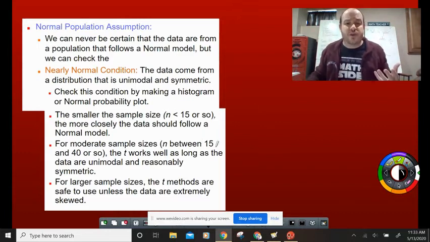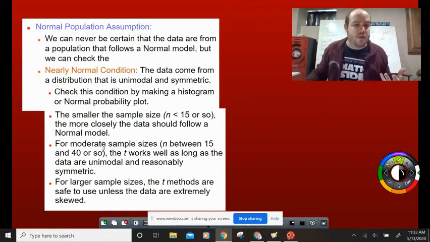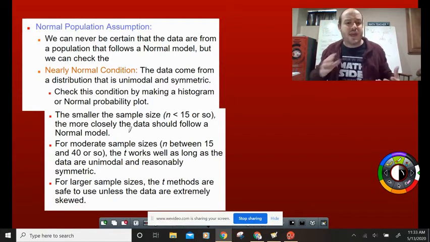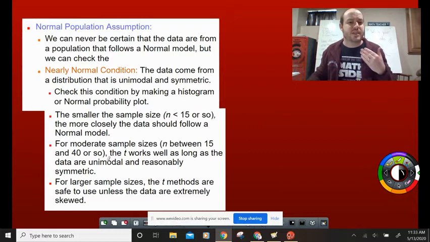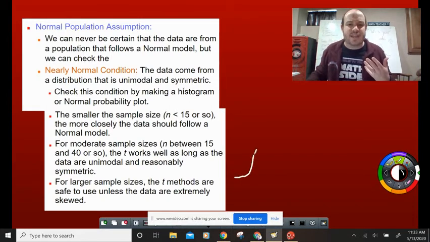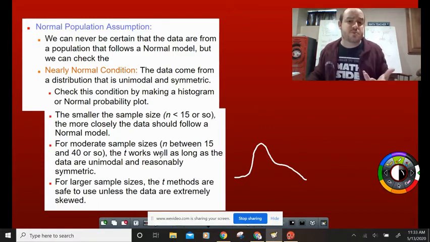Now, once we get to around a sample size of 15 to 40, it's okay for that to start looking a little less beautiful in terms of a normal curve. Yes, we still want it to be unimodal and reasonably symmetric, but I'm not going to freak out if it looks a little bit like this. It's not perfect, but it's still going to work. The T distribution will still work if that's what it looks like here.